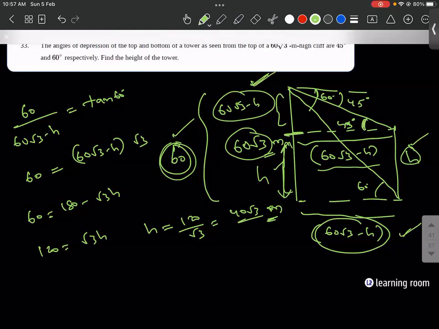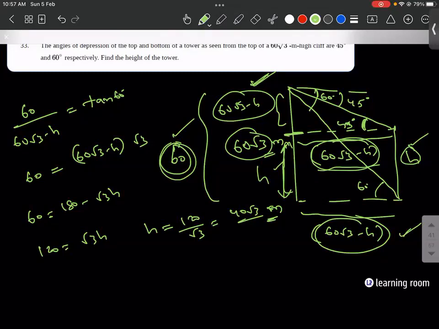Accepted? Yes, sir. So alternate interior angles. If that is going to be 45, then this side is also going to be 60 root 3 minus h. That's what I took. So I got 60 root 3 minus h as 60 meters. Because tan 60 is 60 root 3 by the horizontal, so the horizontal will be 60 meters. Because the horizontal is 60 root 3 by root 3.